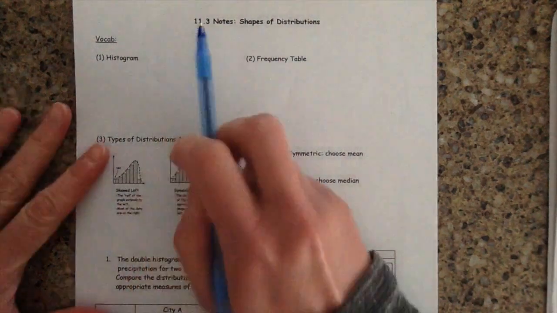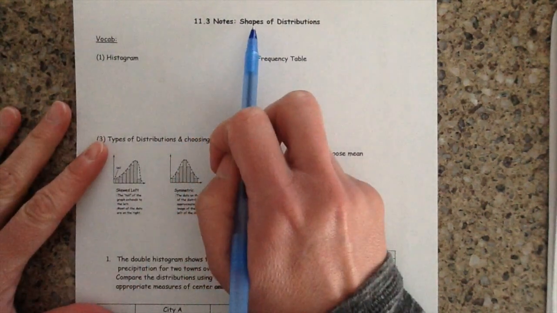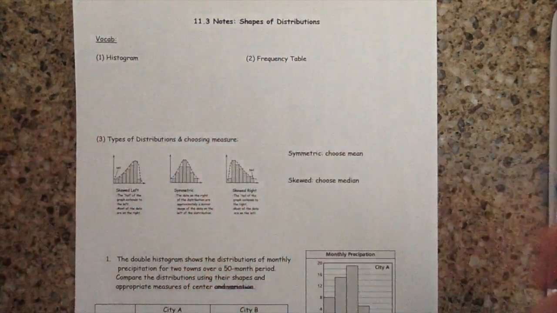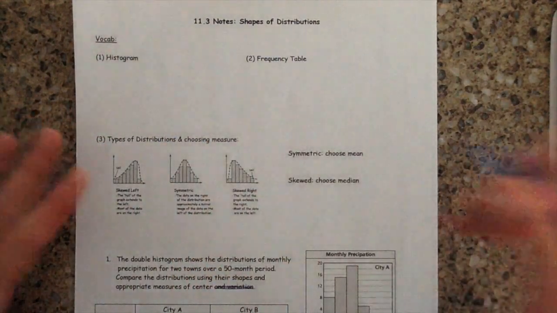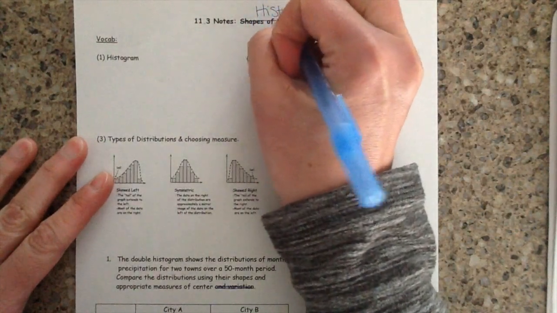Hello. Today we're going to be looking at 11.3, which is on different shapes of distributions. And that's just the title that they give it out of the book. But honestly, if I could give you a new one today, it's on histograms.